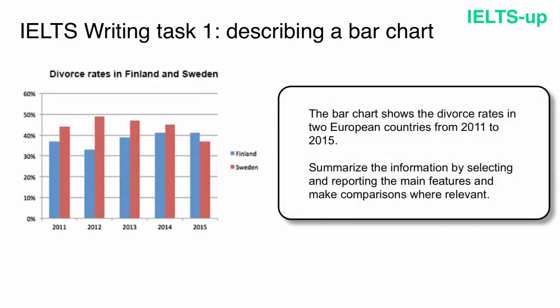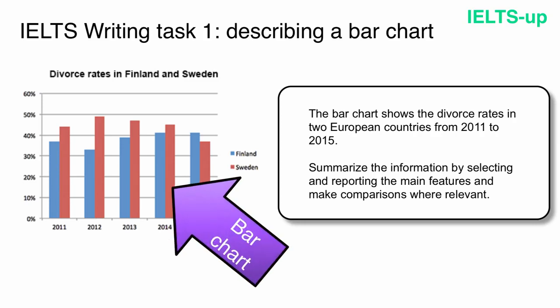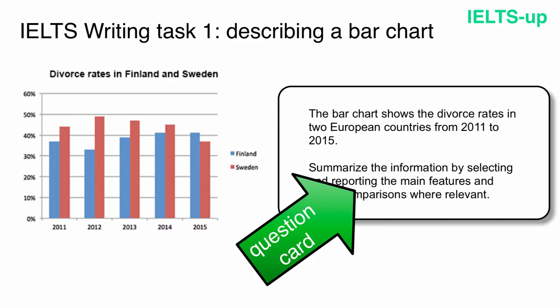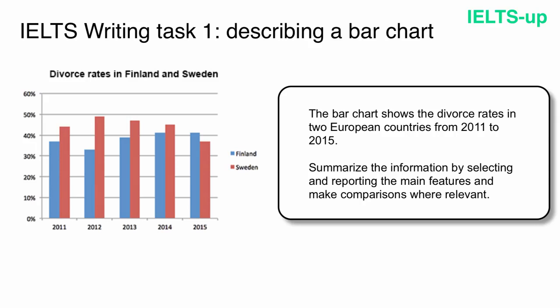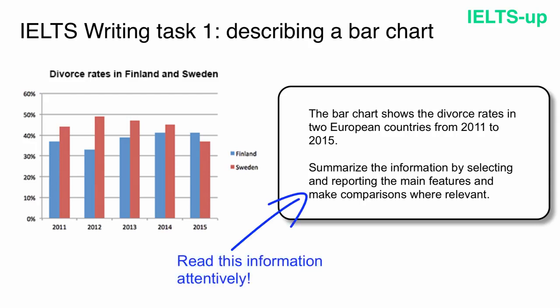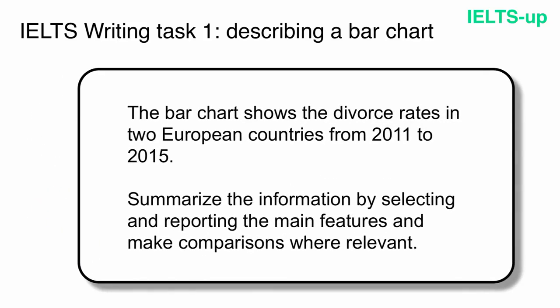So, here's an example of a Writing Task 1 question with a bar chart. You have a bar chart and you have a question card with some basic information about your chart. The first thing you need to do is to read this information attentively. Let's do it together. The bar chart shows the divorce rates in European countries from 2011 to 2015. Summarize the information by selecting and reporting the main features and make comparisons where relevant.